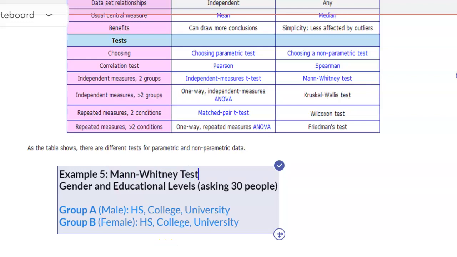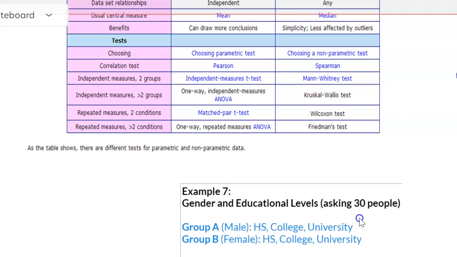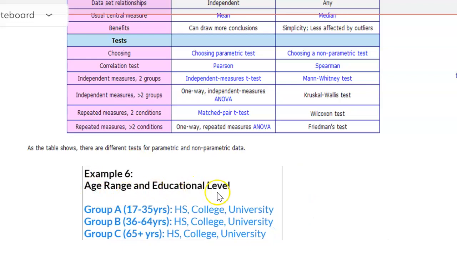Okay, let's look at a different example. Let's look at example 6. Here we're looking at age ranges and educational level. We have 3 groups, group A, group B, group C. Group A has young people in it, group B has people 36 to 64 years old, group C are seniors, 65 plus. And I want to know what their educational level is. So again, let's look at the type of data we're going to collect. Educational level is considered ordinal. When we have ordinal data, it falls under the non-parametric test, so it's one of these tests.